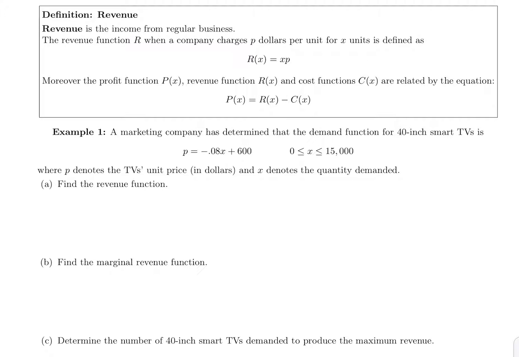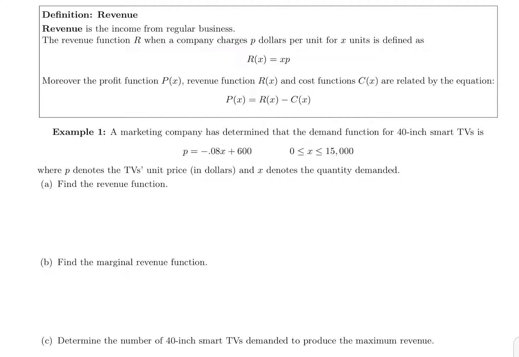Let's get into a couple more formulas that you need to know. So maybe something you're already familiar with. To calculate revenue, which is your income from regular business, you would do X, the number of things you sell, times P, the price that you're selling them for. So if I sell 5 $10 t-shirts, my revenue is $50. That's the amount of money that I get from the customers.